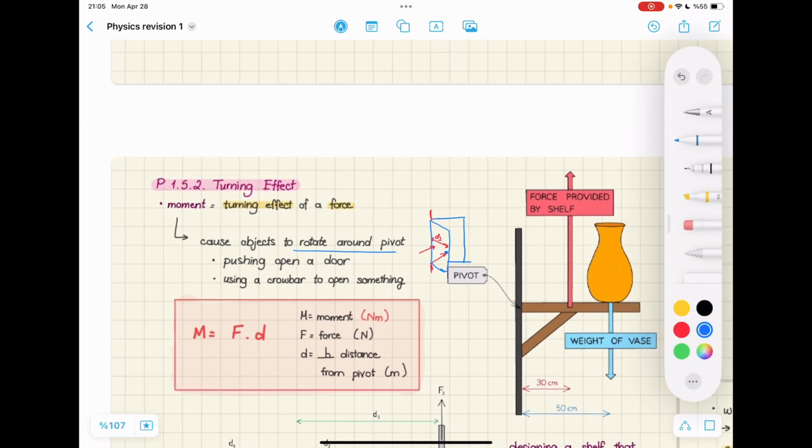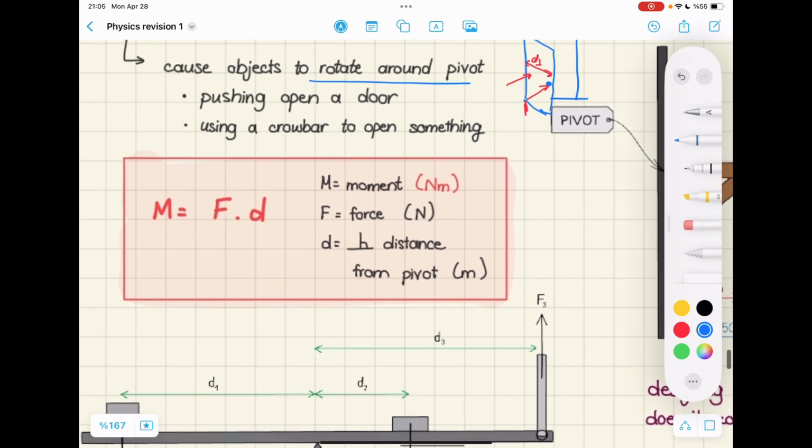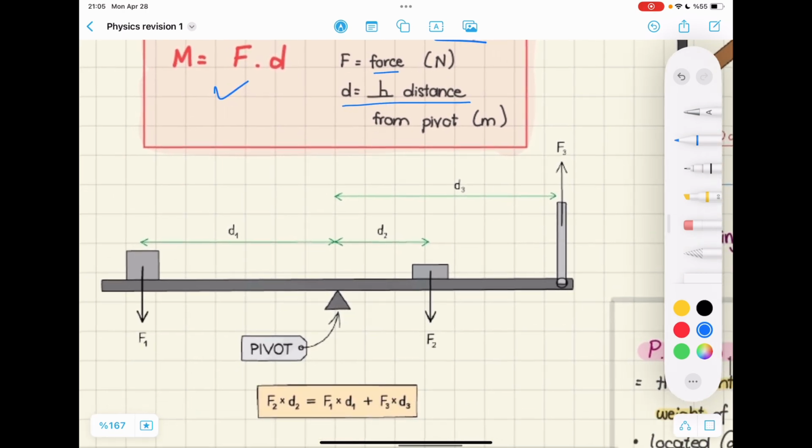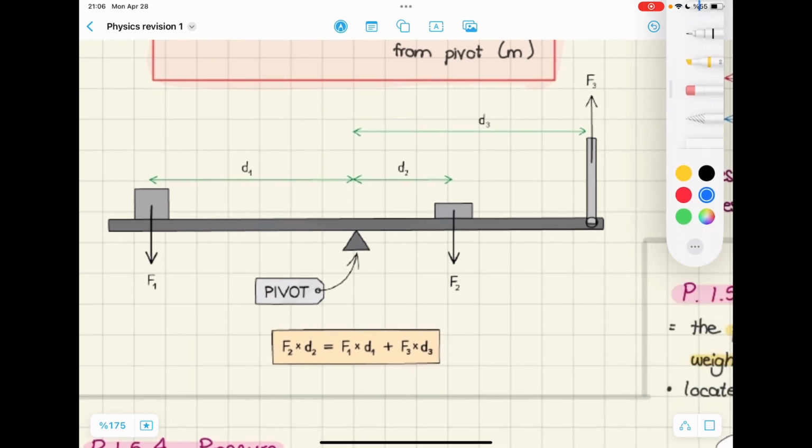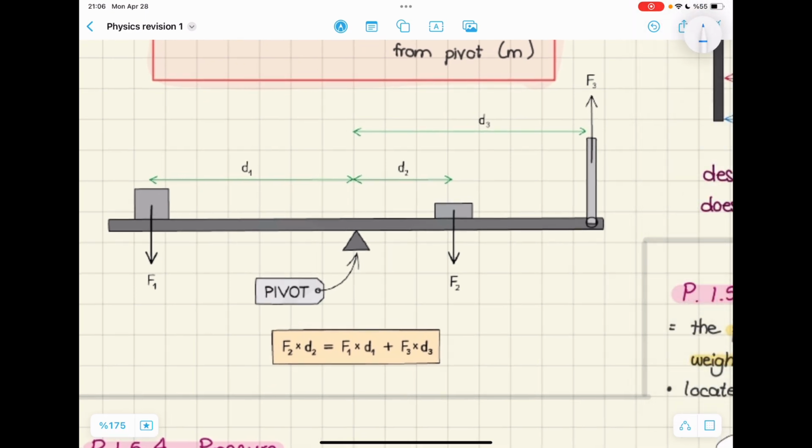So let's see. This is the formula that I've set. Moment, in Newton meters, equals force times distance from the pivot. In this example, we have an example of the use of the principle of moments.